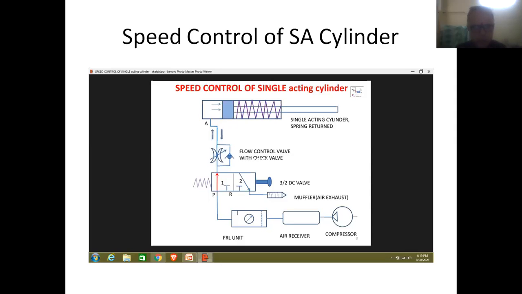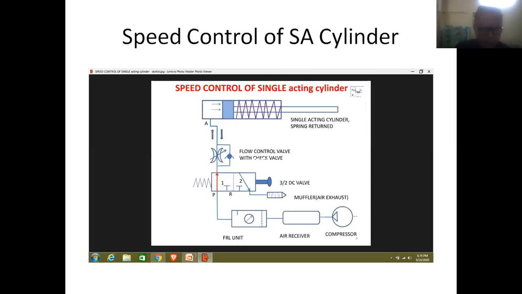So friends, just like any other circuit, we have talked about a number of circuits pertaining to this subject. In any circuit, the first position of the DC valve will be used for sending the fluid and performing the forward stroke of the piston. And the second position of the DC valve will be used for receiving the fluid and performing the return stroke of the piston. So friends, this is the arrangement of the DC valve.